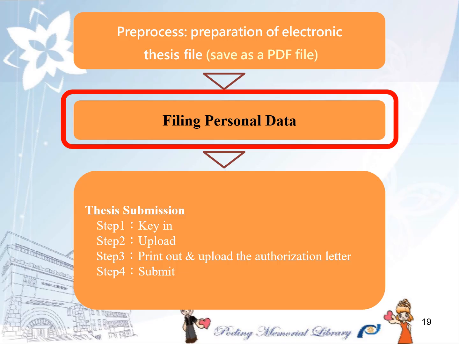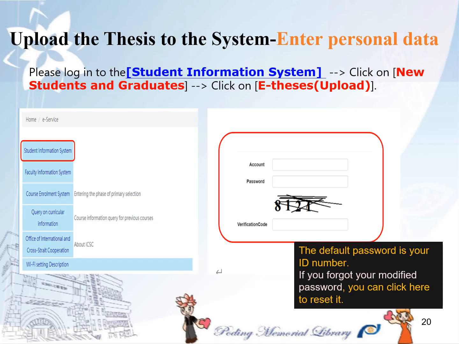Next, let's talk about how to upload your thesis to the system. First, log into the system. Please go to the CYUT homepage and select the Student Information System. After clicking in, enter your account, password, and verification code. Then simply click Log In. If you have changed it and forgotten your password, please click on Forgot Password to reset it.